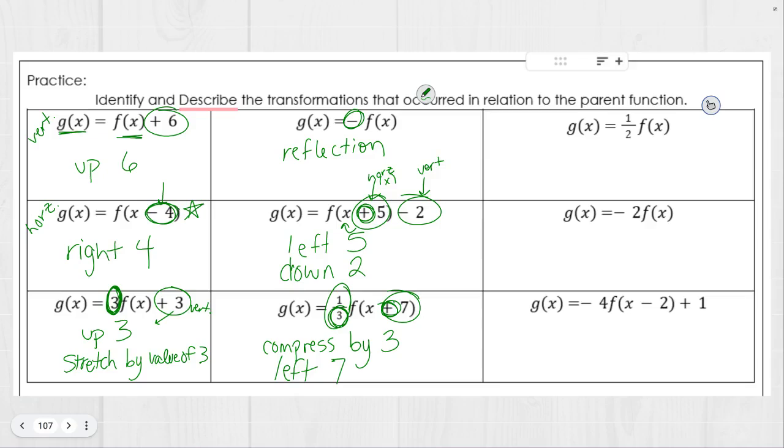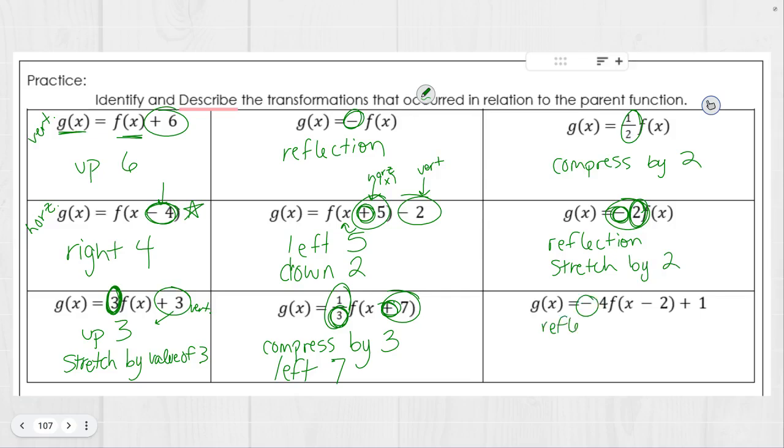All right, so then we've got this. Compressed by 2. That's it. This has a reflection, which is the negative. The 2, that's a stretch. And then I've got all the things here. Reflection, a stretch. I have a move right, 2, and I have an up 4.